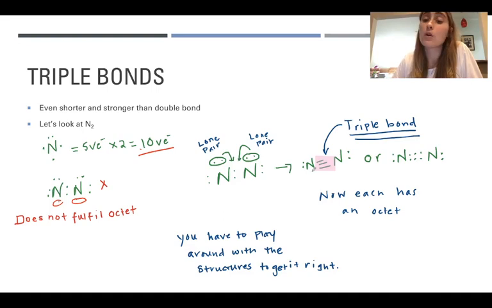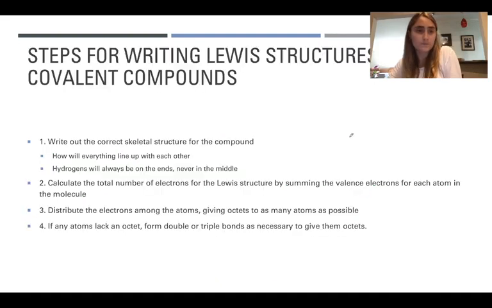If I drag 2 lone pairs to the center, I still have 2, 4, 6, 8, 10 total valence electrons, and I have that triple bond in the center. And now each nitrogen has an octet, and it's happy. So these are kind of tricky. You have to get crafty when you're dealing with double and triple bonds, because you want to make sure that you, one, have the correct valence electron count, but you also have to make sure everything has that octet. So you have to get a little bit crafty in moving valence electrons around to try to make sure everything gets that stability that it wants.